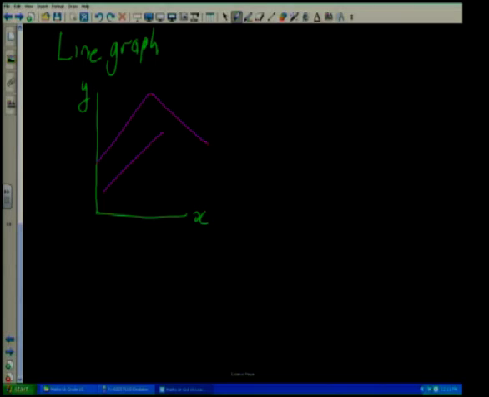I can have a line graph going positive. I can have a line graph, let's get another color, that has negative. I can have more than one line graph on a set of axes. And all of these, we're going to learn how to draw them and interpret them. So let's take it one step at a time.